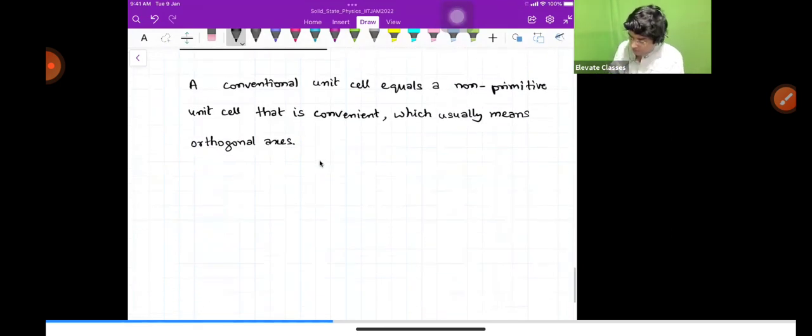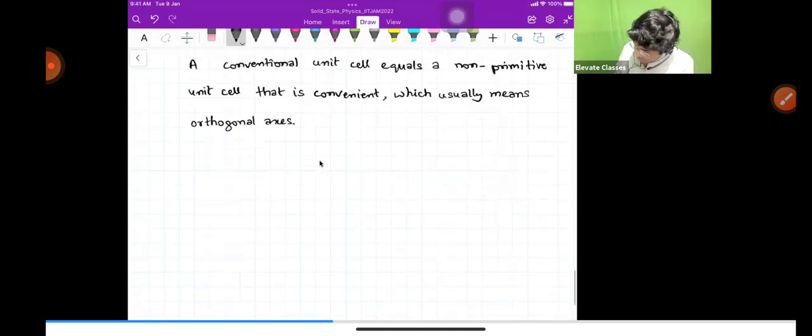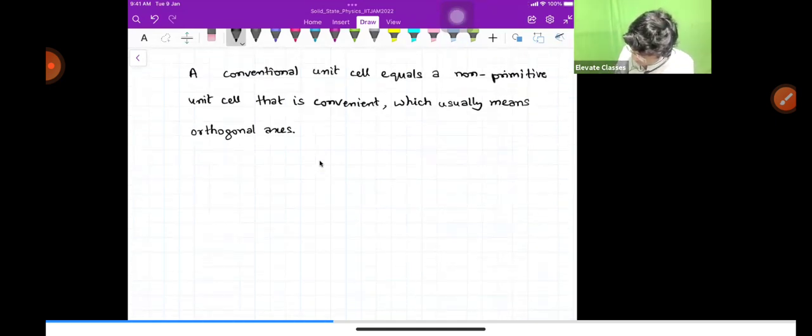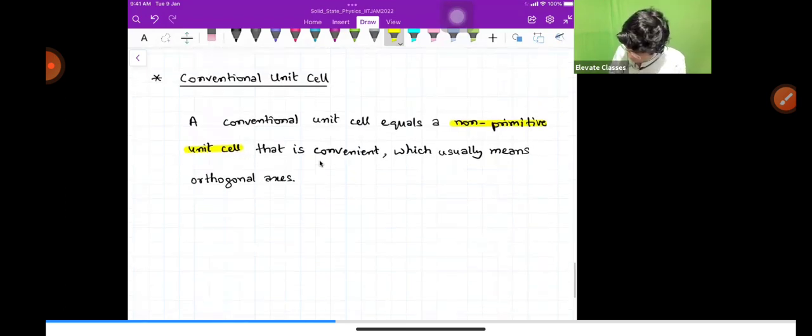I'll give you an example here. All right. So a conventional unit cell is not a primitive cell. You have to be very clear about this. So this is a non-primitive cell, which means it can contain more. It will contain more than 1 lattice point. That is what a non-primitive unit cell means. Non-primitive means more than 1 lattice point can be contained.